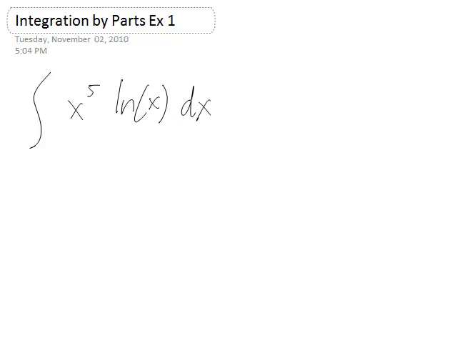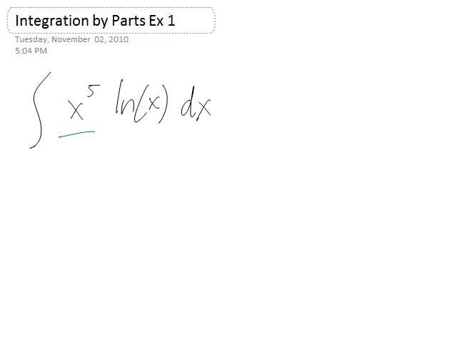Let's take a look at this integration by parts problem. If you look at this integral, it's the integral of x to the fifth times ln x dx. It's a product, so one method of dealing with this integral is by integration by parts, which is a method that breaks up products.